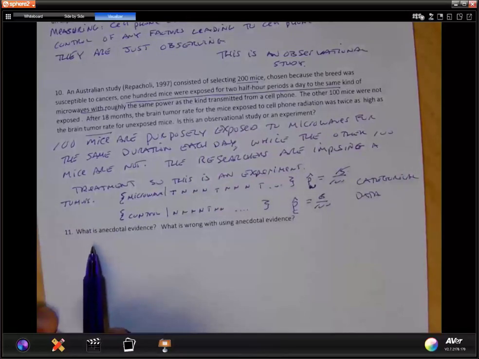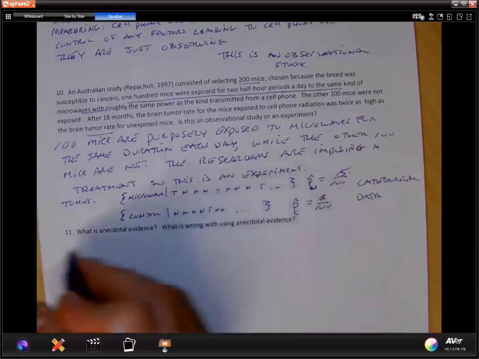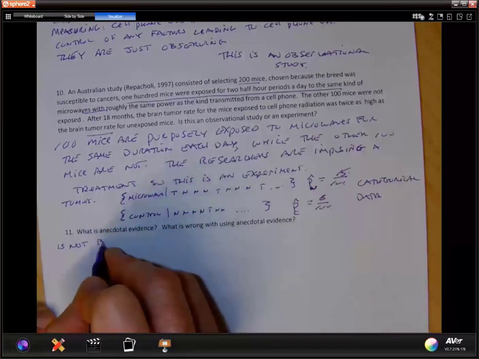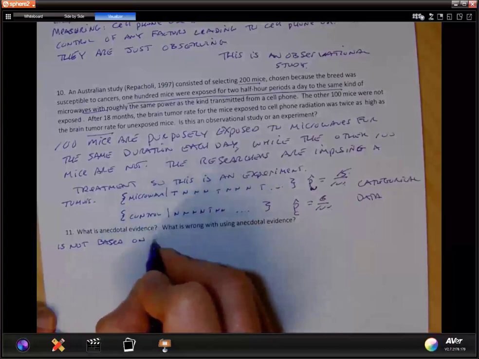So what is anecdotal evidence? Anecdotal evidence is not based on the use of randomization.